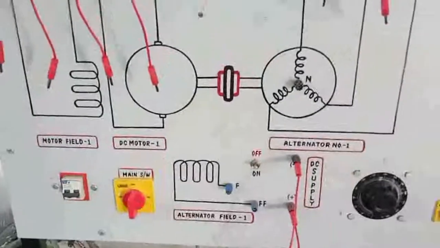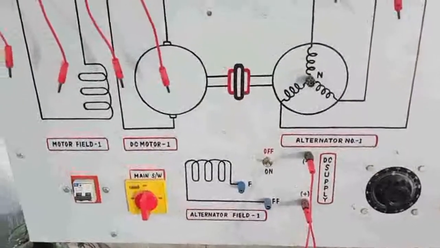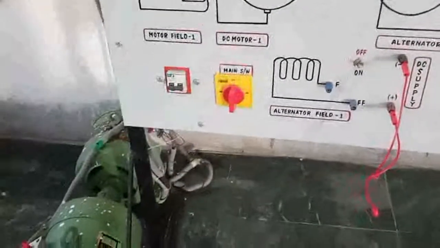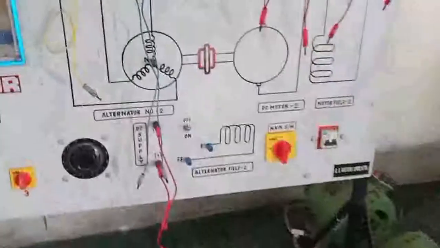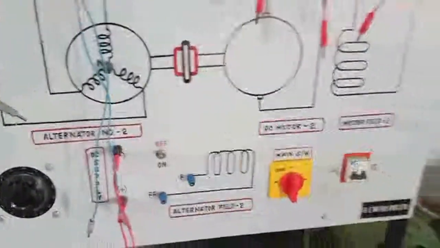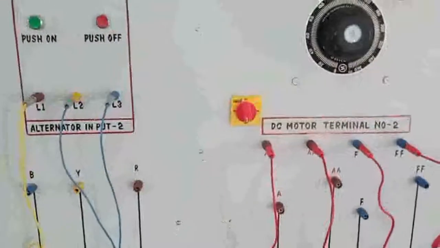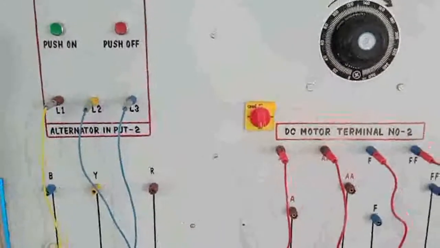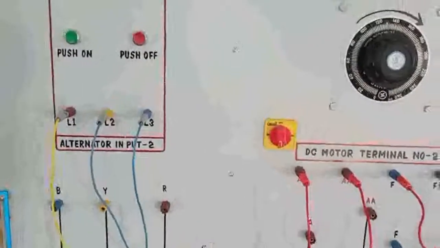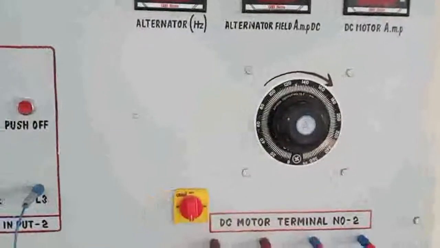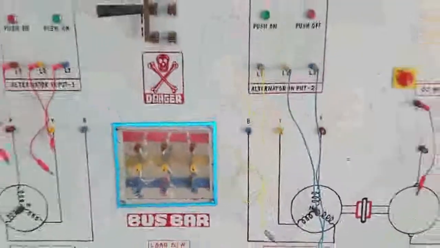Okay, here also there is a field section for this left hand side alternator, as you can see over there, and there is another alternator field as you can see over here. This is for this alternator. Then the other switches, the switch on and switch off switches, are all present over there. These are the variacs. So these are the components we have for this particular experiment.